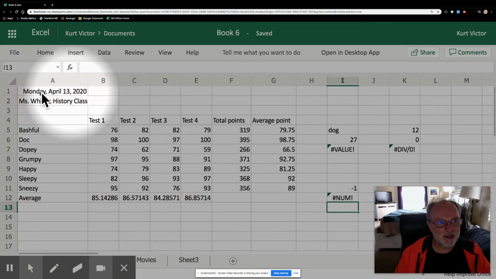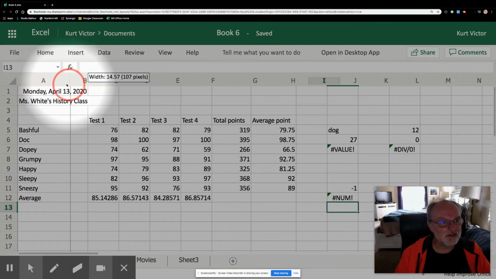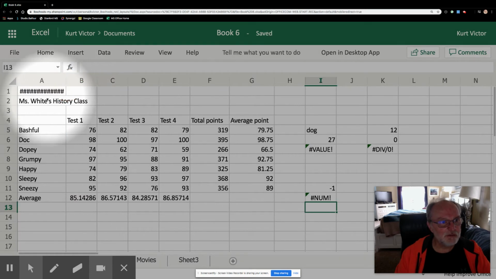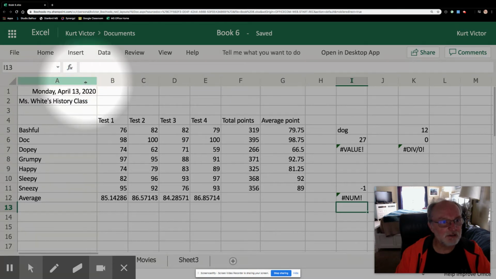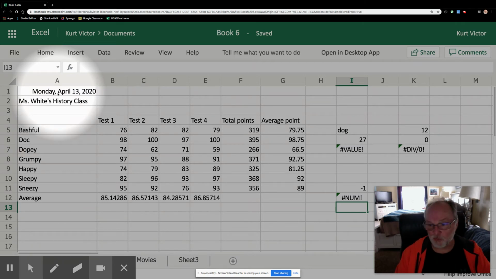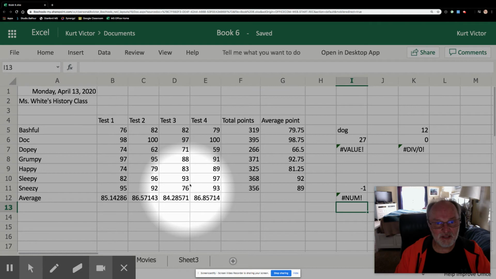Up here, I have a date format. What if the cell was not wide enough to fit the date format? You can see that text spills into neighboring cells, but numerical value entries do not. So if you ever see these hashtags, that means your column is not wide enough. You can make the column a little bit wider, and it will fit a little more appropriately. A couple more that you may encounter.